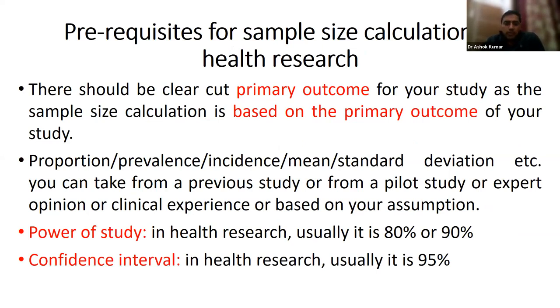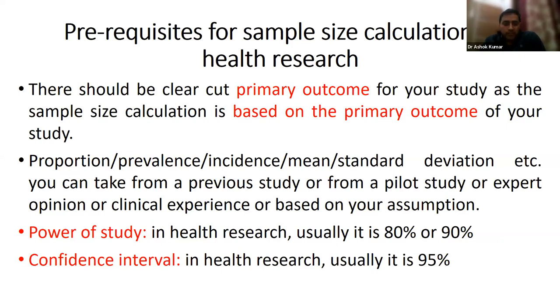So you have to remember, sample size calculation is based on your primary outcome. So in your research study, in your thesis, in your dissertation, there must be a primary outcome. Okay. Others are co-primary or secondary outcomes. So sample size must always be based on the primary outcome of your study.